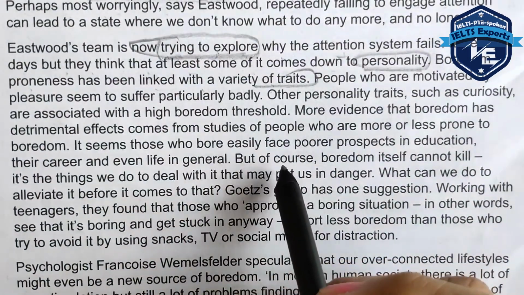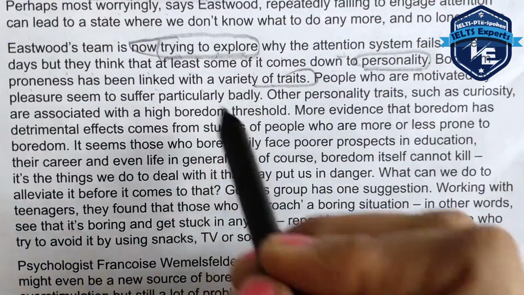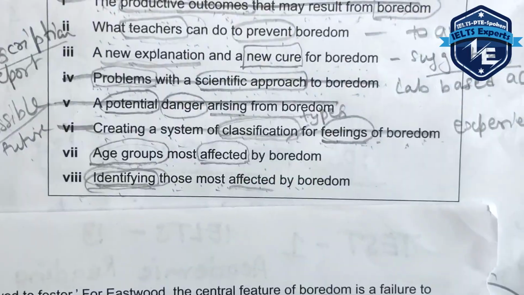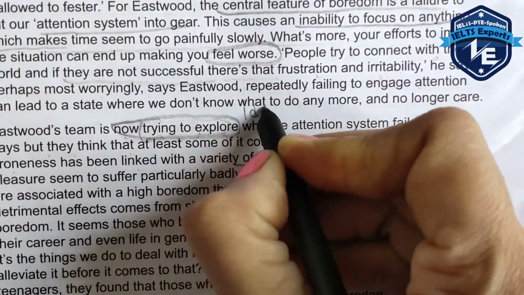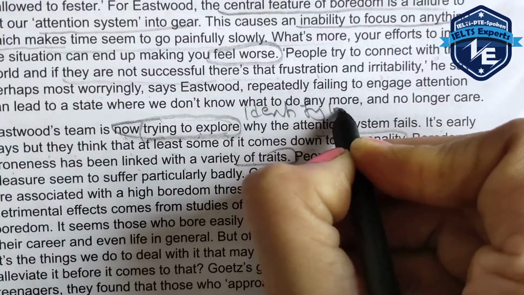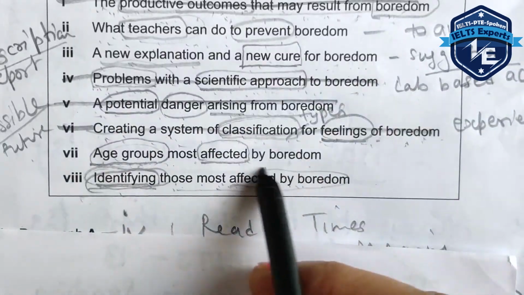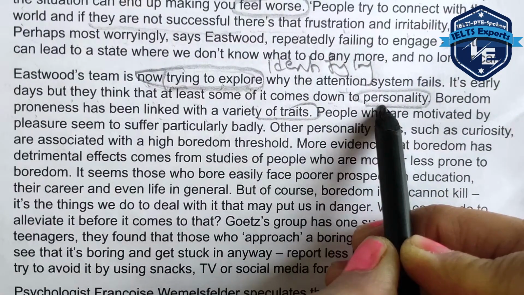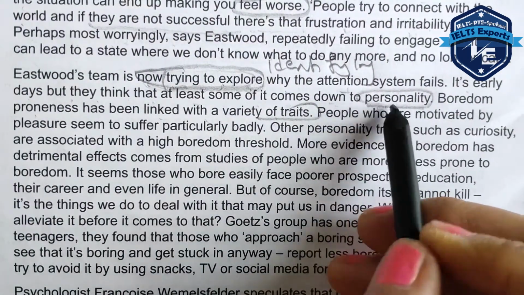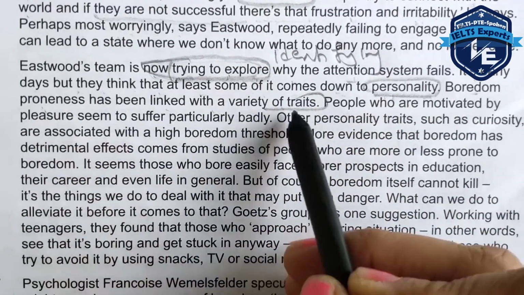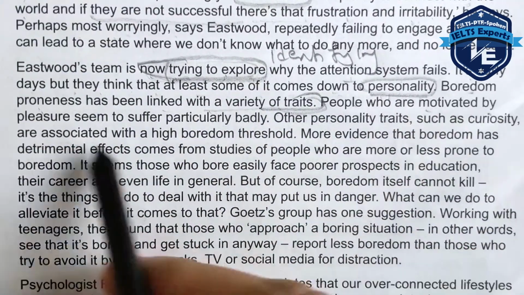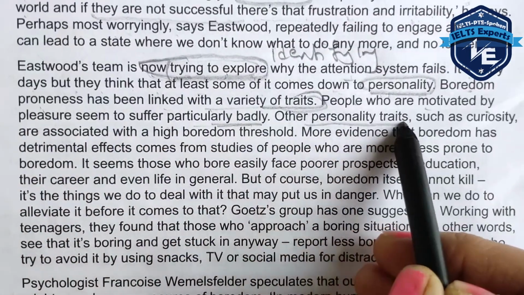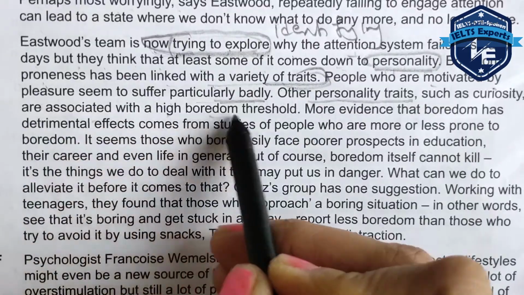Let's read the whole paragraph. First we got the now trying to explore is identifying. But for these words we have to read the paragraph further. It comes down to personality. Yes, of course, they are telling it. Those who are most affected, boredom proneness with a variety of traits. People who are motivated by pleasure seem to suffer particularly badly. Other personality traits such as curiosity are associated with a high boredom threshold.